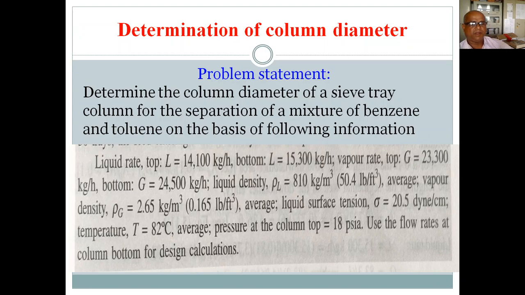Let's take column diameter as 10 meter, then tray spacing is 1 meter, the gap between two trays is 1 meter. So if I have 30 ideal stages, 30 into 1 meter, my column height will be 30 meter and my diameter is 10 meter. That means I have designed my mass transfer equipment, and this is the goal of the mass transfer course. Now today we will see how to determine the column diameter.